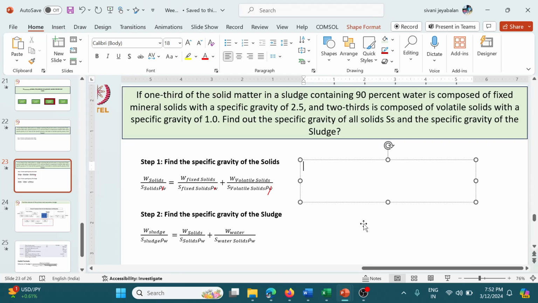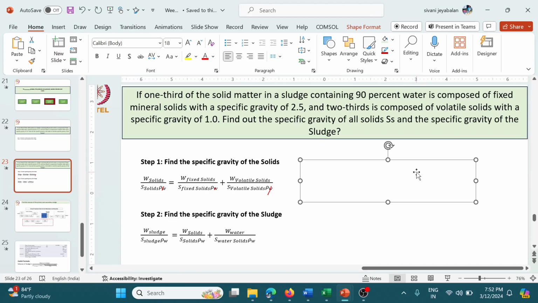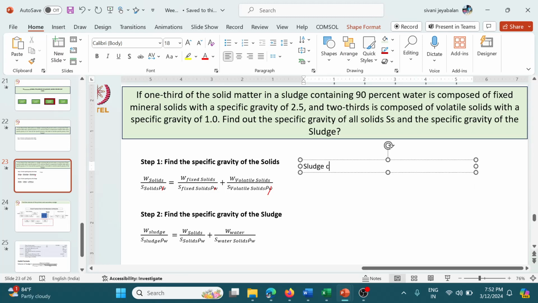First, it is given that one third of the solid matter in a sludge containing 90% of water is composed of fixed mineral solids with specific gravity 2.5. Okay, so it is given that the sludge contains 90% water by weight. So what will be the percentage of solids in the sludge?